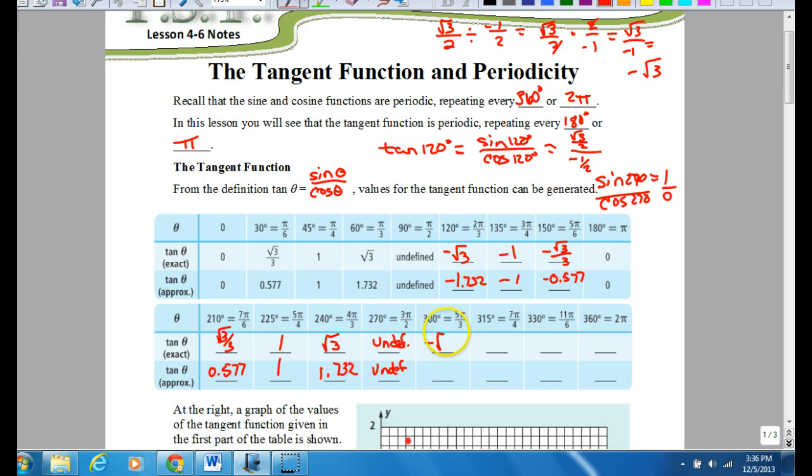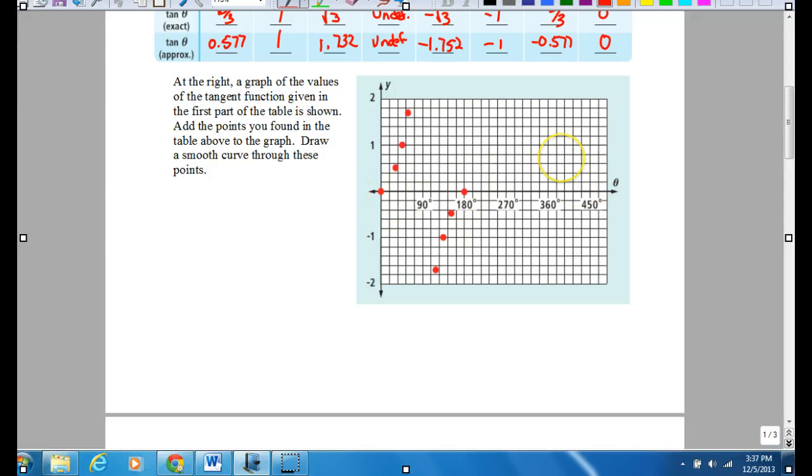Then we're repeating here again. Negative square root of 3, negative 1, negative square root of 3 over 3, and 0 again. If I were to graph these on this graph right here, you would notice back in the beginning it said that tangent at 90 degrees was undefined. So I'm actually going to put in a dotted line going up and down here, and that's going to indicate that there's an asymptote there. The other place it was undefined was at 270. And it would be undefined again at 450 if we were to go on. So I'm putting asymptote lines there.